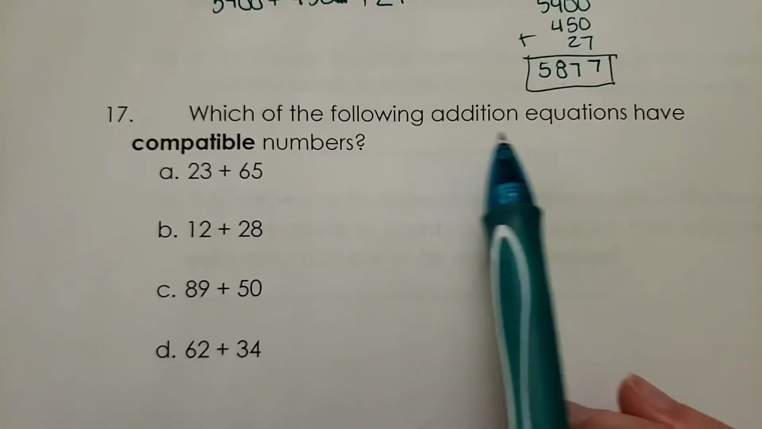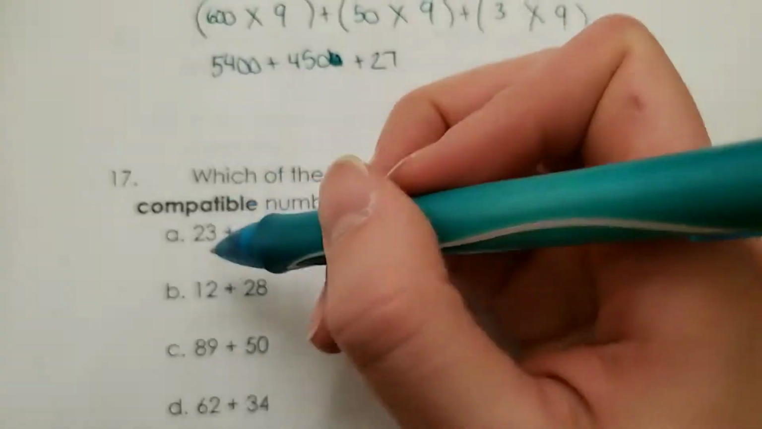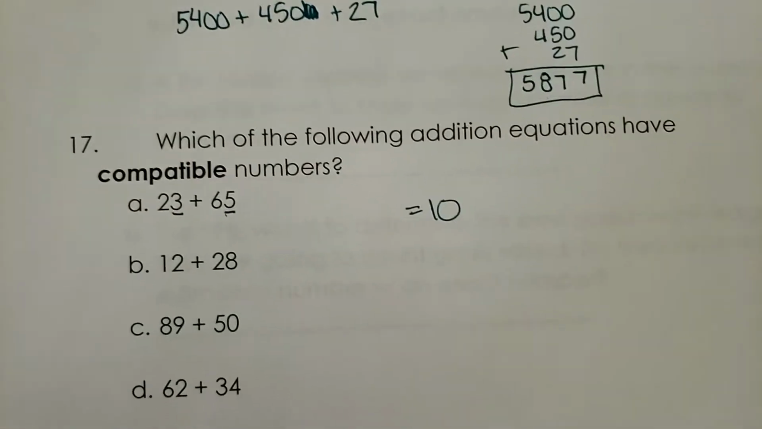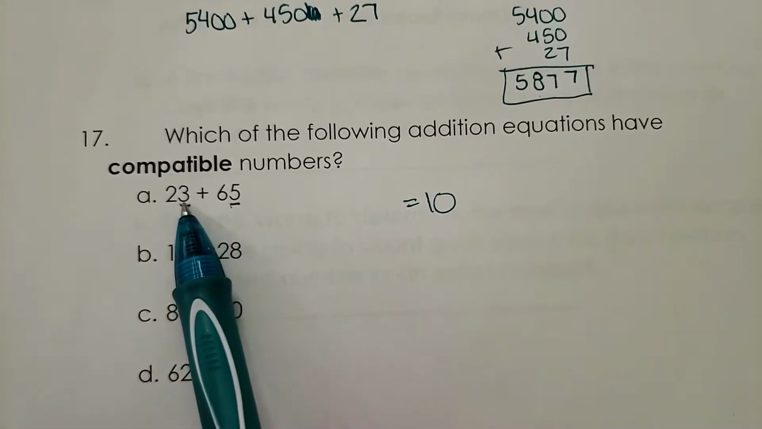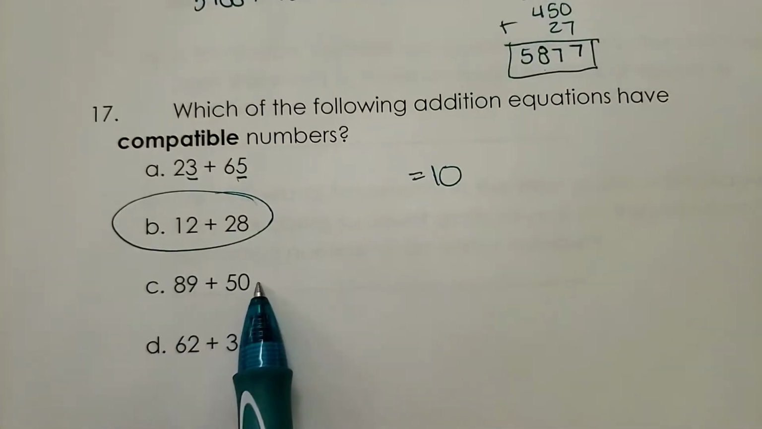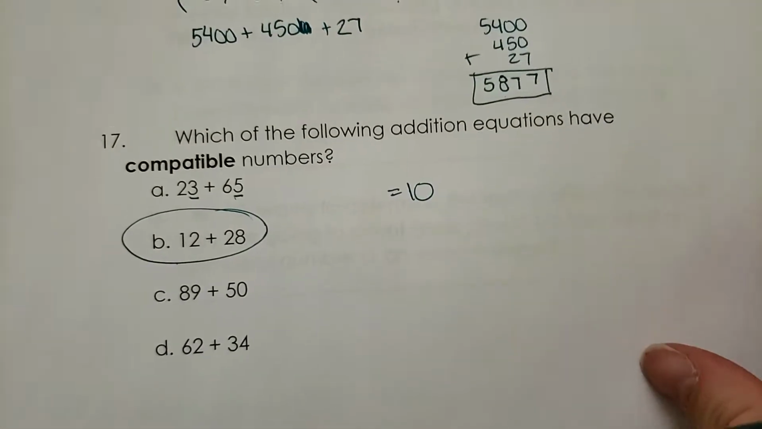Which of the following addition equations have compatible numbers? So compatible numbers means that when you add the ones digits together, it equals 10. It's compatible because that means it's easy to do in our head. So 5 plus 3 is 8. Nope. 8 plus 2 is 10. Yep. Any others? 9 plus 0 is 9. Nope. 4 plus 2 is 6. Nope. So B is our answer. On to the next page.